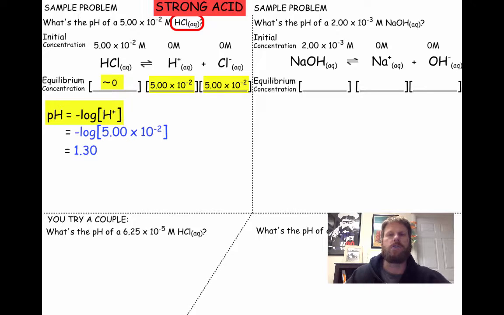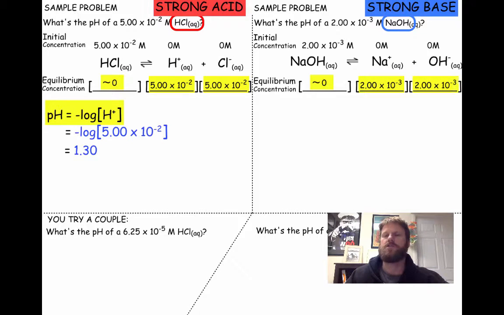Well, how about a strong base? NaOH is a strong base. Same deal, but we have a couple extra steps because we have OH- instead of H+. We can assume this is going to dissolve completely into ions, so we have no NaOH molecules. The concentration given to us will give us the concentration of Na+ and the concentration of OH-, since NaOH will split up into Na+ and OH-.